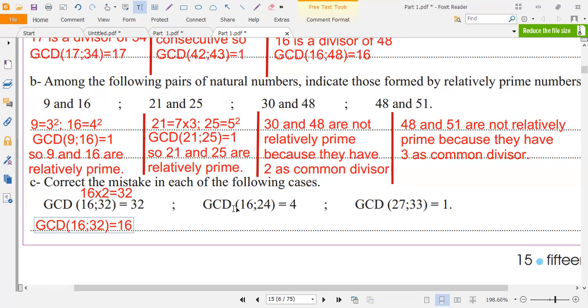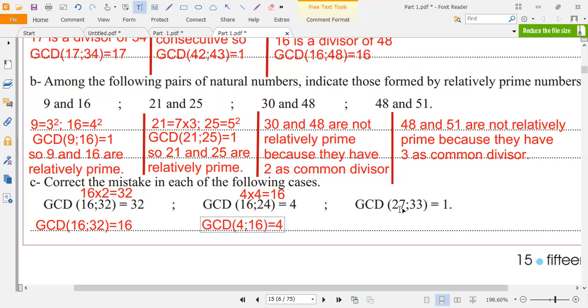Here, GCD of 16 and 24 is equal to 4. Sure not, because we have a bigger divisor than 4, which is 8. But if we have to correct the mistake, we know that 4 times 4 is equal to 16. So in this case, the GCD between 4 and 16 is equal to 4 because 4 is the divisor. So we can correct the mistake like this: GCD of 4 and 16 is equal to 4.